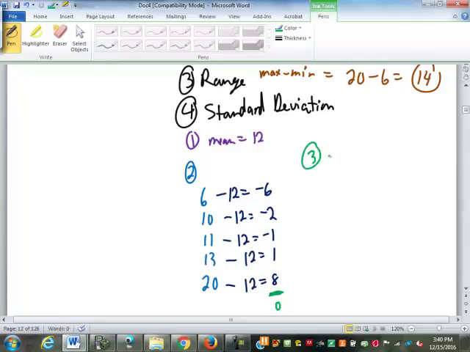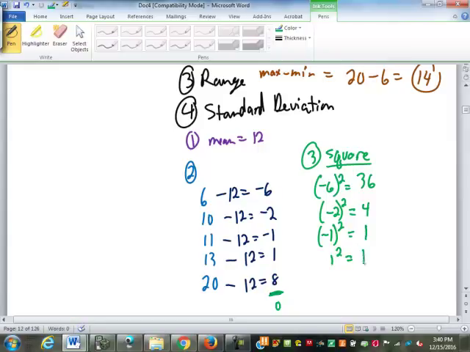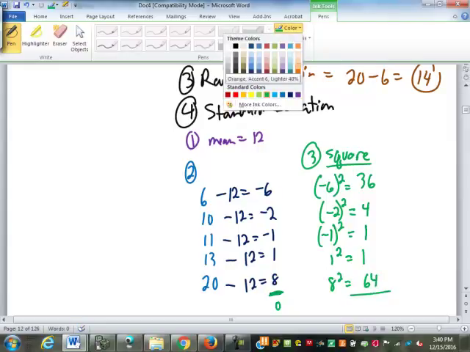What's step 3? Square them. So negative 6 squared is 36. On your calculators, make sure you put parentheses around them, or it'll try to tell you that's negative 36, but any number squared should be positive. Negative 2 squared is 4. Negative 1 squared is 1. 1 squared, 1. 8 squared, 64.